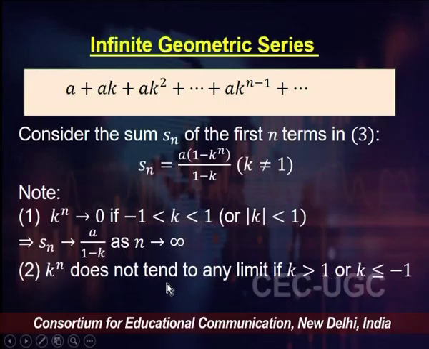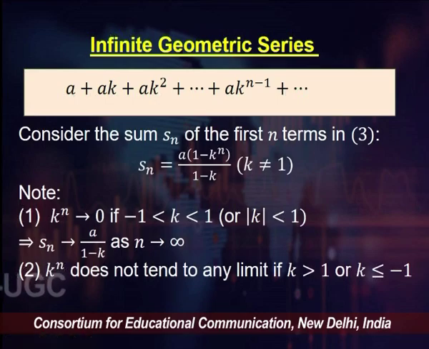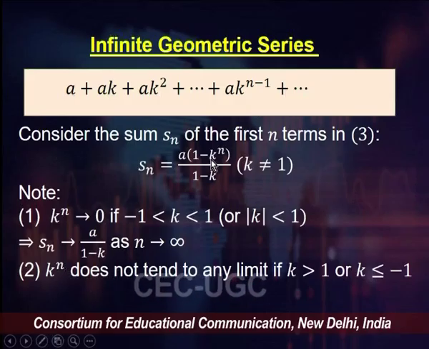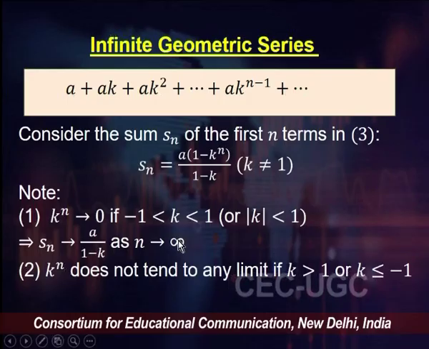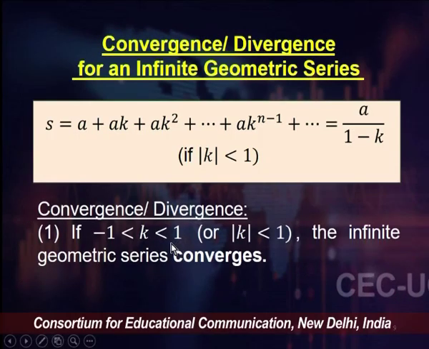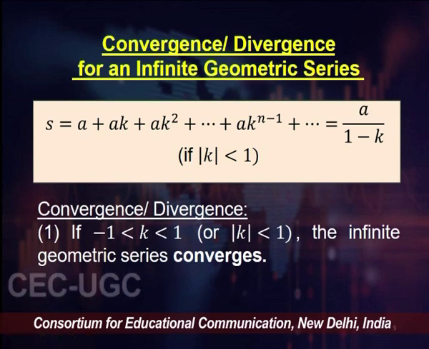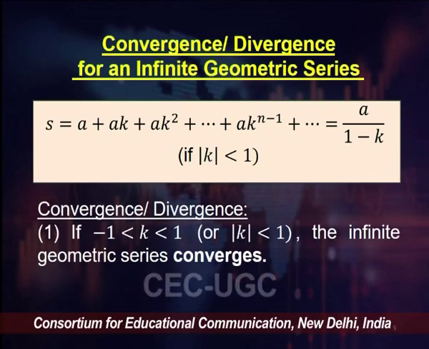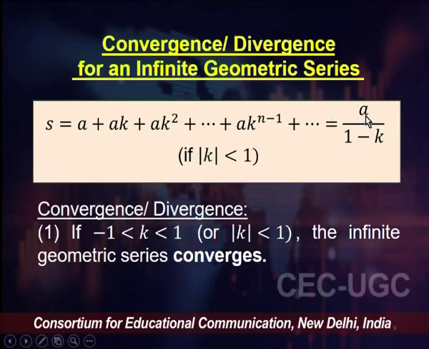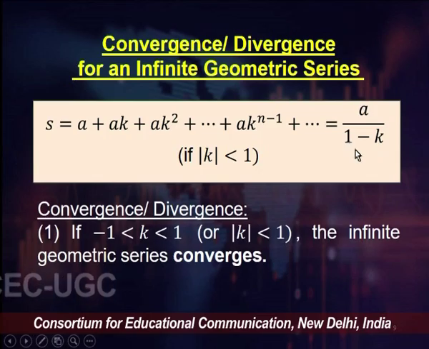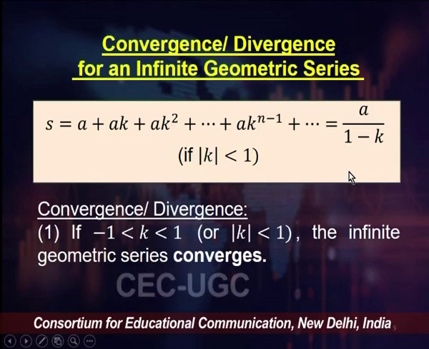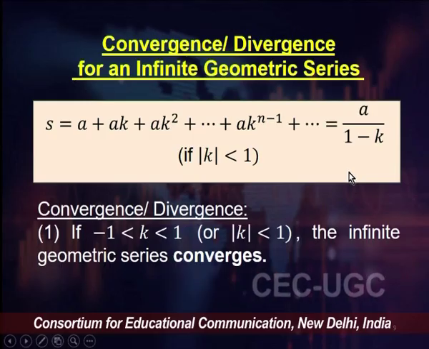However, if k is more than 1 or less than or equal to minus 1, then k to the power n will not tend to any limit, and there we will say that the series will diverge. So, let us summarize these results. If the absolute value of k is less than 1, we say the infinite geometric series converges. And what does it converge to? It converges to a divided by 1 minus k. That will give us the sum of the infinite geometric series when it converges.